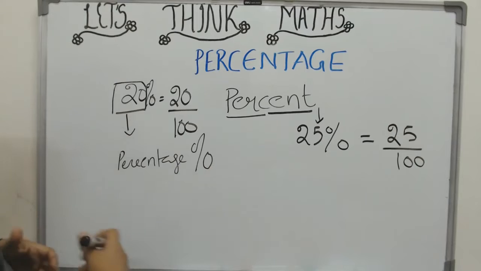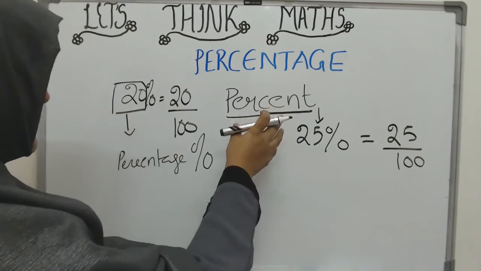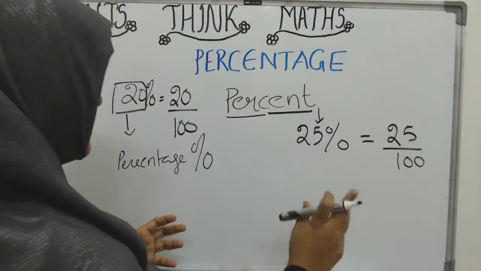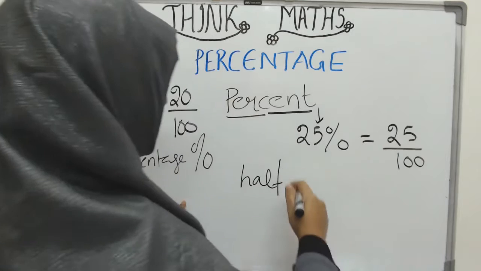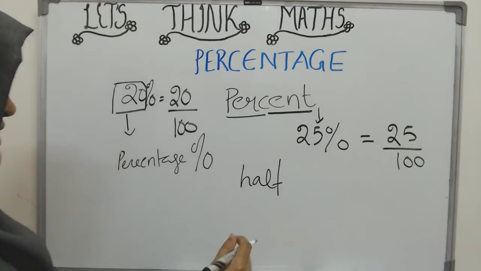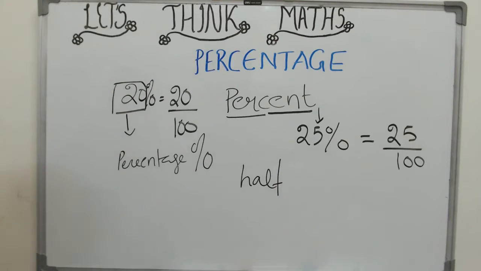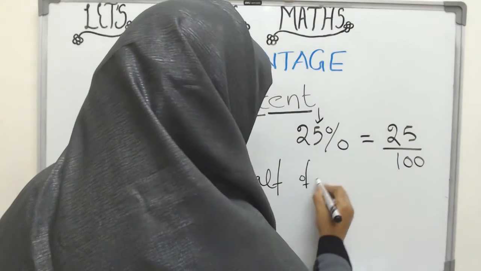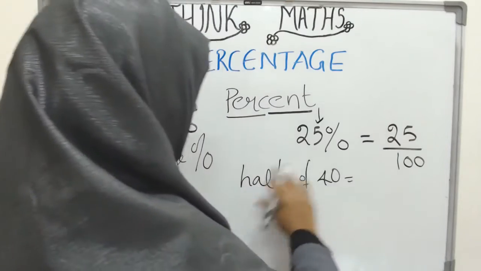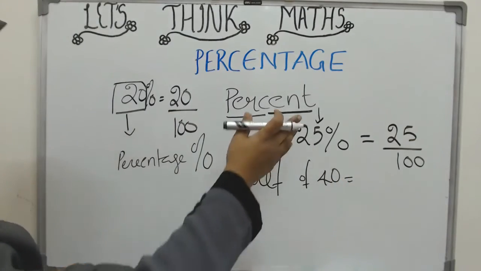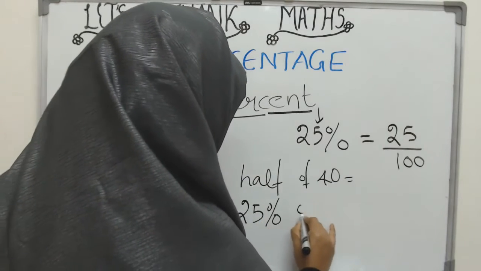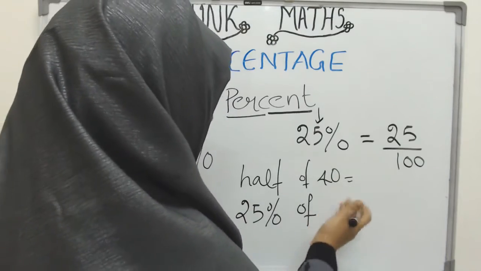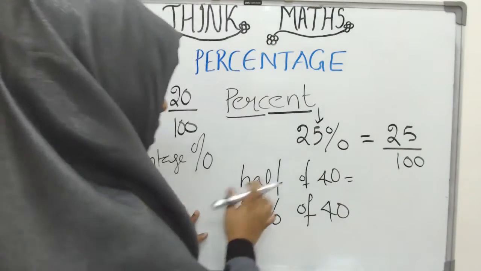Now, how does this work in real life? This percent or percentage is a relative term. It is like the word half. Now, we don't just say half, right? We say half of something. For example, if I say I want half a glass, which means half of one glass. So, suppose half of 40. It is always in relative terms. Just like that, percentage is also a relative term. We write it as percentage of some number. Let us take the same number, 40. So now, what is half of 40?